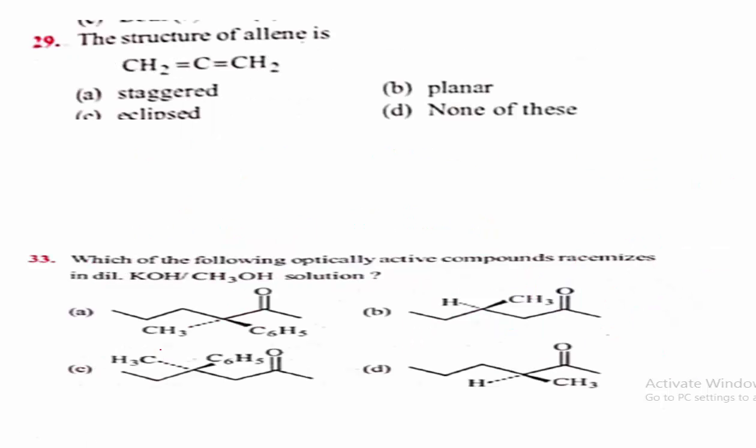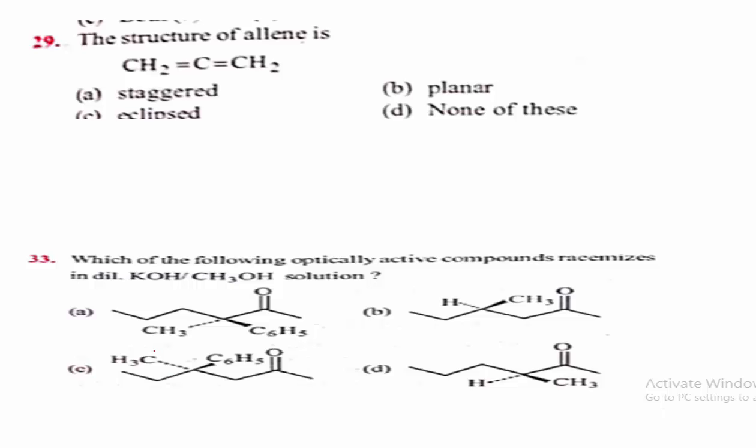Next question number 29, students. The structure of allene is CH2 double bond C double bond CH2. Options are given: option A staggered, option B planar, option C eclipse, option D none of these.